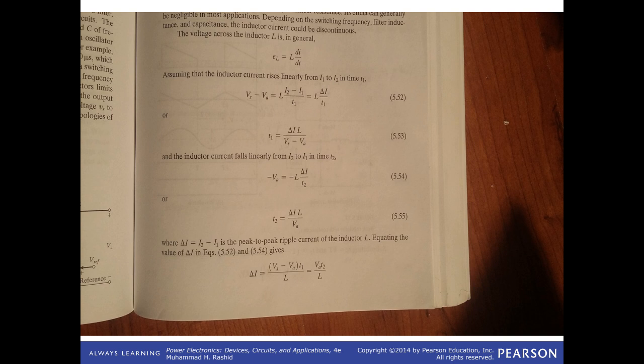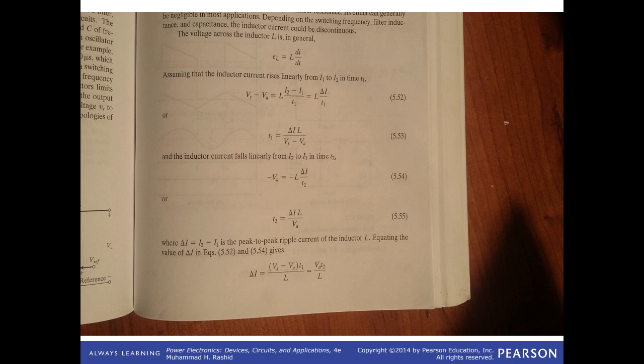For this case, the only voltage source is equal to VA, and if you write the Kirchhoff voltage law, minus VA is equal to minus L di/dt. Time is this time T2. Therefore, T2 is calculated as di L over VA. So delta I is equal to the first equation here.